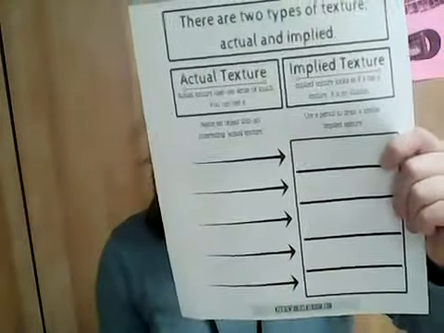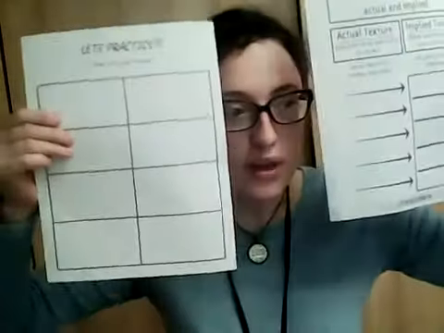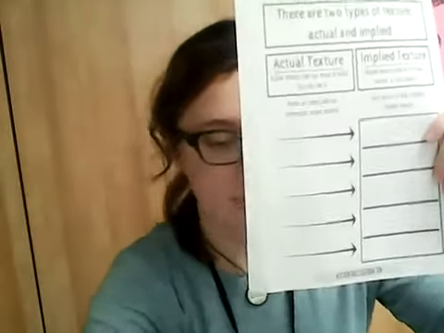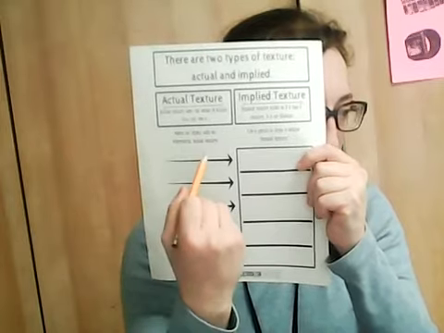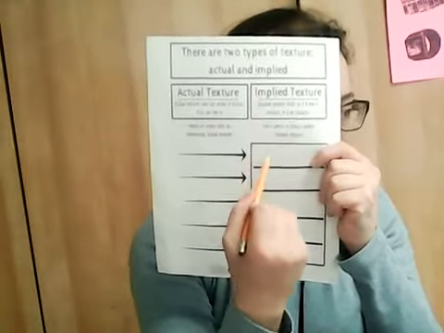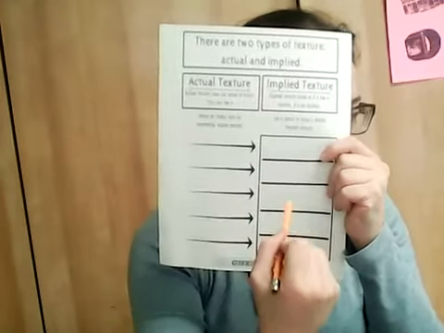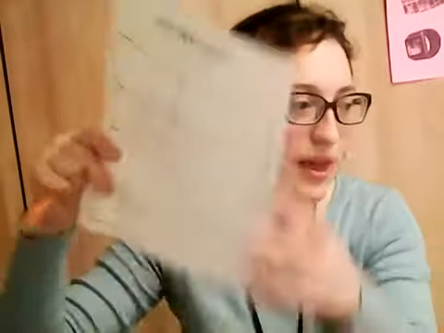You guys have two different sheets. The one that looks like this is for my 3rd through 5th graders. The one that looks like this is for my pre-K through 2nd. And what you guys will be doing on both of these sheets is, let me start with this one. You'll be writing a kind of texture, so like fuzzy, and then in the box, you'll do your rendition of a fuzzy texture. Smooth, what does that look like? Rough, what does that look like? Feather, what does that look like? Etc.